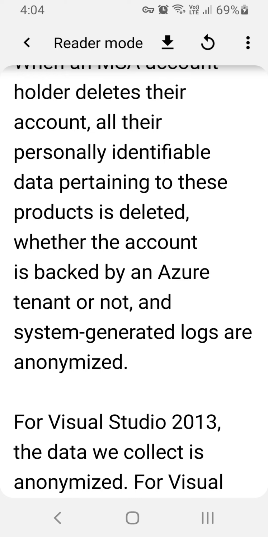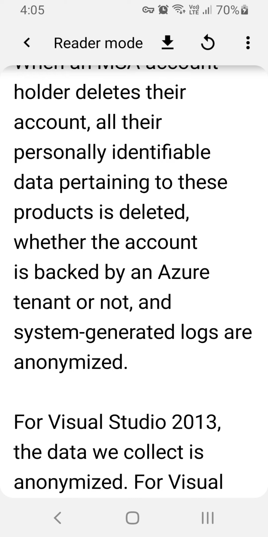Exporting or deleting data. Controllers can manage customer data and system-generated logs collected from their data subjects by one of two methods, depending upon how their Visual Studio Family product or Microsoft extensions were registered. In some cases, both methods must be used. Both methods allow controllers to download a copy of their activity history managed by that method. Closure of an AAD or MSA account deletes associated Visual Studio customer data and anonymizes personally identifiable data in system-generated logs pertaining to these products. Anonymized system-generated logs are retained for no more than 18 months.